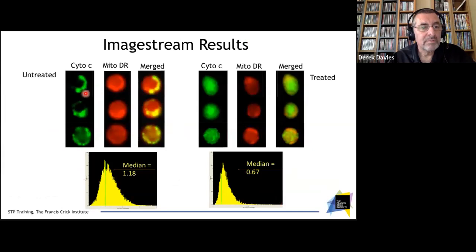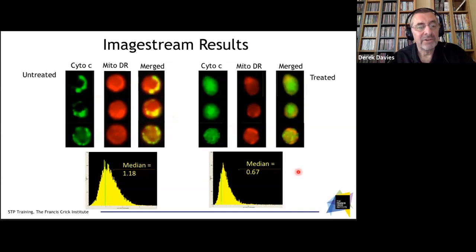Nice cytochrome C, it's compartmentalized, it's sort of punctate, it's showing that it's in the mitochondria. You can just about see the mitochondria here in the red. When I merge them, we get a good co-localization, so a high co-localization score. When I treat my cells and they enter apoptosis, the cytochrome C leaves the mitochondria, so now we don't see them co-localized. We see this more diffuse staining throughout the cell, and our co-localization score has gone down.